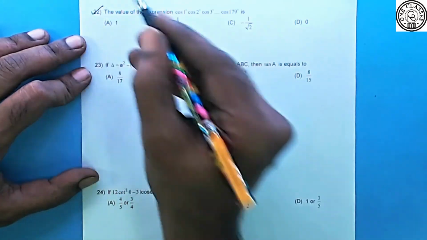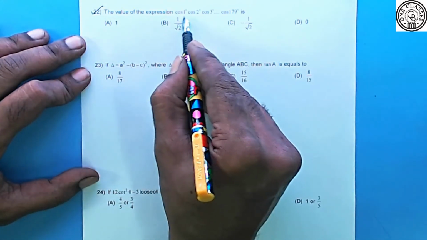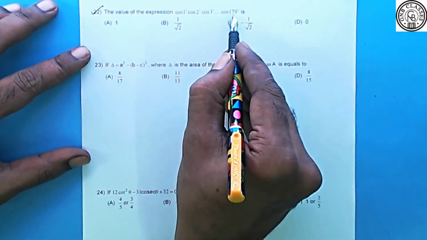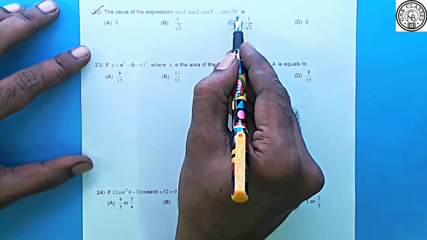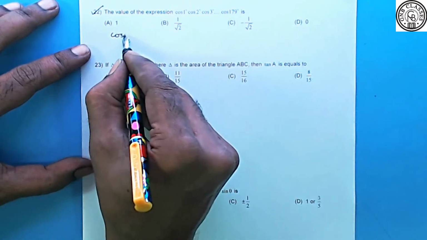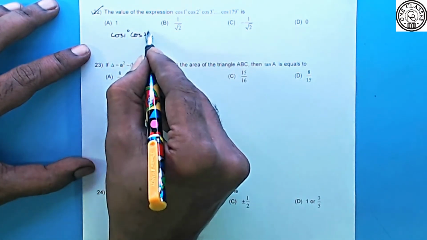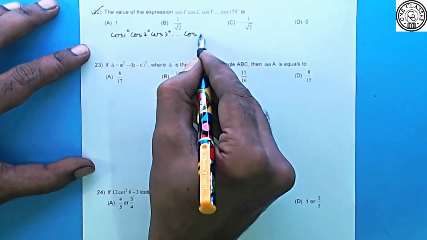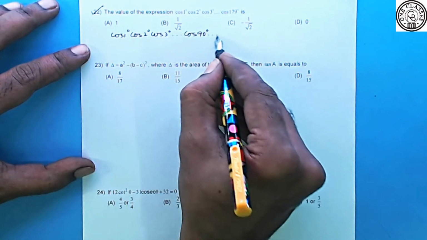Question number 22. The value of the expression cos 1 degree, cos 2 degree, cos 3 degree, ..., cos 179 degrees. Now you see, in between this expression, there will be cos 90 degree. Tell me yes or no?